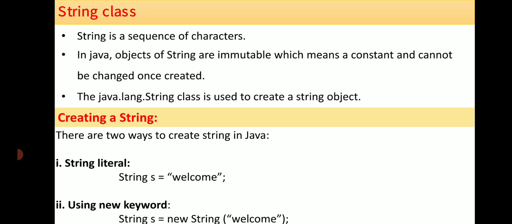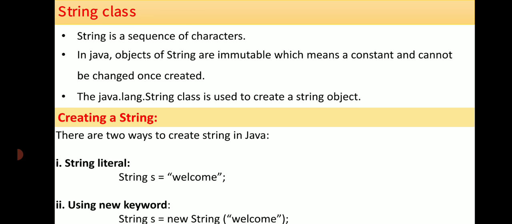So now let us study what the String class means. String is nothing but a sequence of characters, or a collection of characters, called the String class. In Java, objects of strings are immutable, which means they are constants and cannot be changed once created. So once the string has been created, it is not going to be changed or manipulated. It becomes a constant, immutable, and cannot be changed.